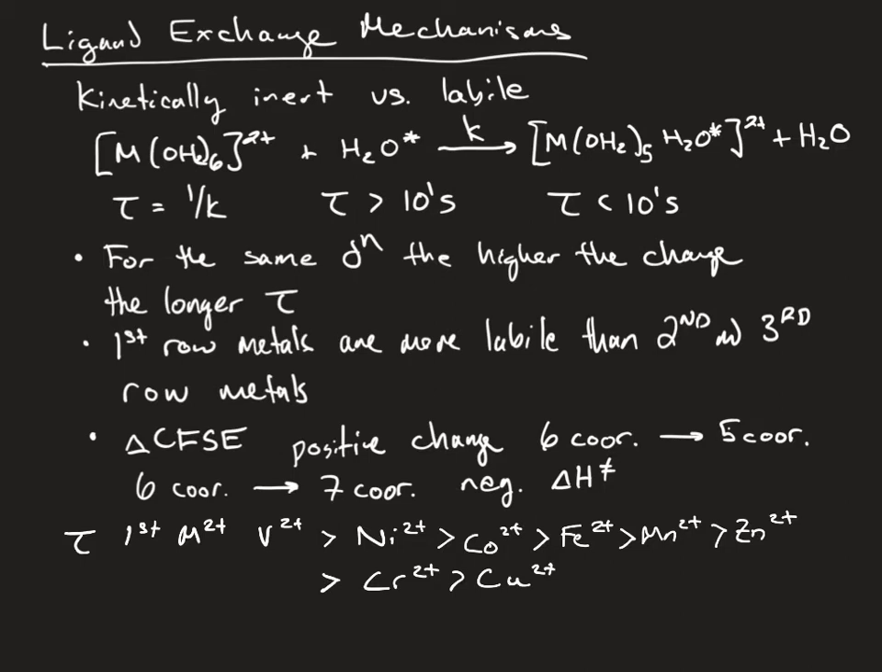And if you go through and calculate the change in crystal field stabilization energies upon going from 6-coordinate to 5-coordinate or 6-coordinate to 7-coordinate, what you find is that these metals down here have the most negative change in crystal field stabilization energies, meaning that you're going to have the most positive change in delta H double dagger, so a high activation barrier, while these metals down here have the most positive change in crystal field stabilization energy upon going from the 6-coordinate to the 5-coordinate or 7-coordinate species. So those have the lowest delta H double dagger.